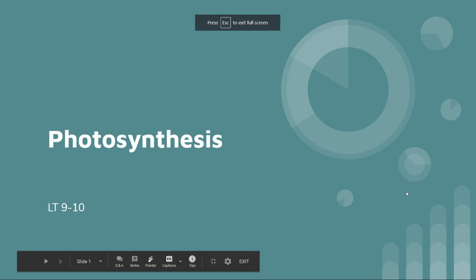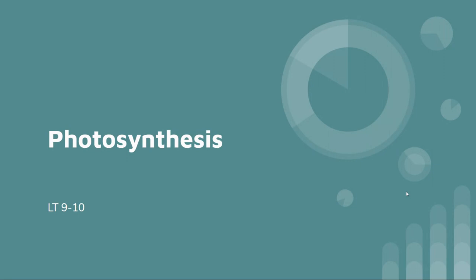All right, so we're going to start the second half of Unit 3, which is going to deal with photosynthesis, Calvin cycle, cellular respiration, all of those things. And the first learning targets are going to be learning targets 9 and 10, which deal with photosynthesis.